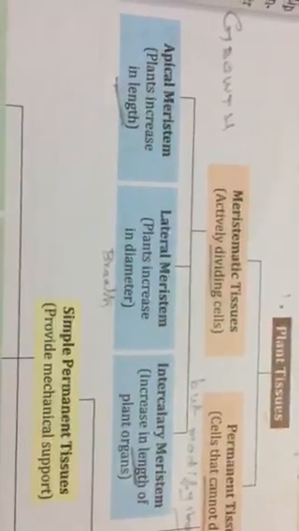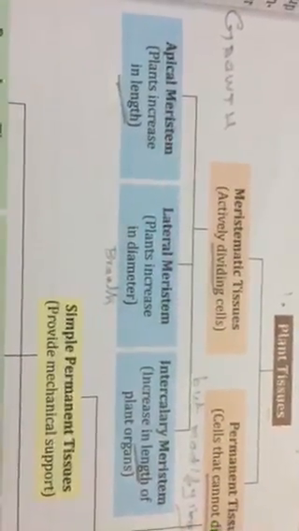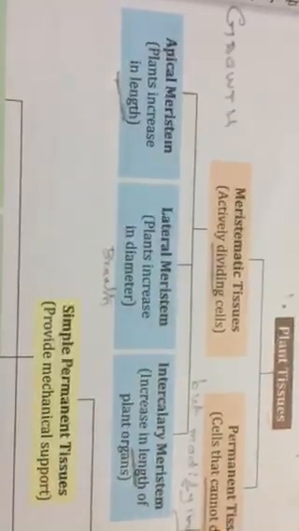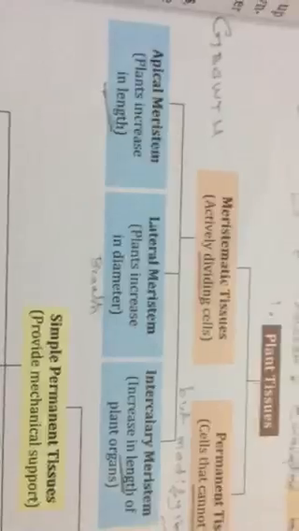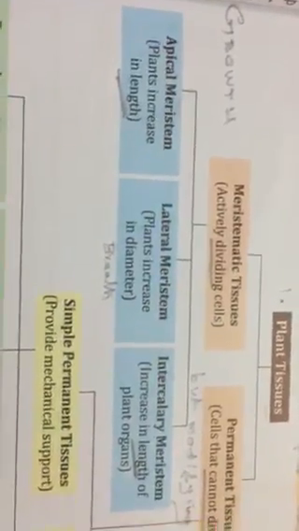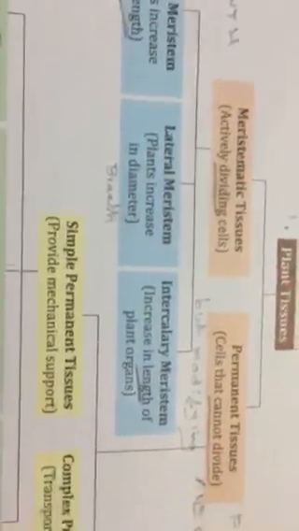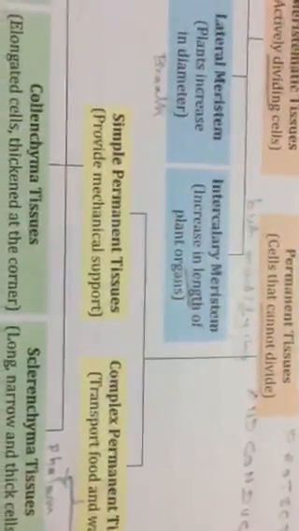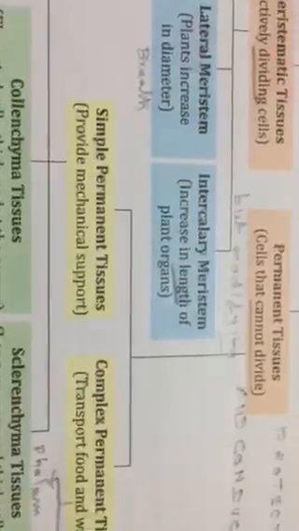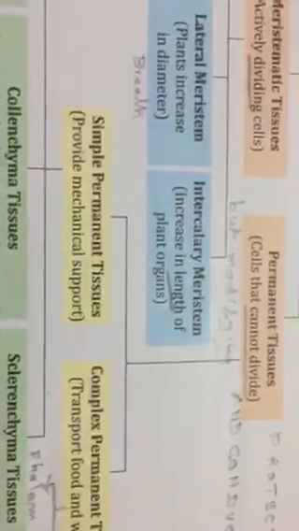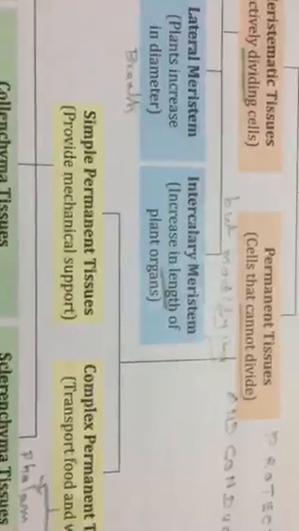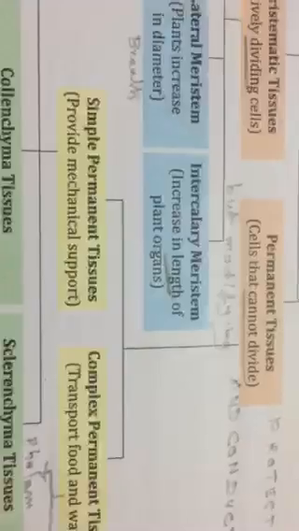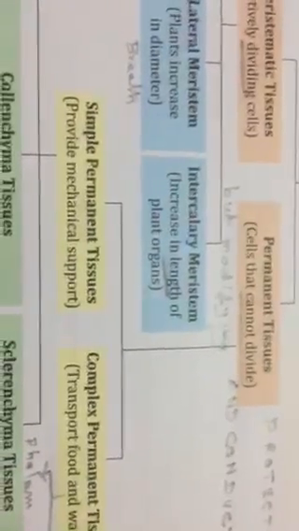Three are there. Apical meristem and intercalary meristems are responsible for lengthwise growth, but lateral meristem is responsible for breadthwise growth. So make that one and go to the second layer, second level. Under permanent tissue, you divide into simple and complex. You don't worry, you write simple and complex.